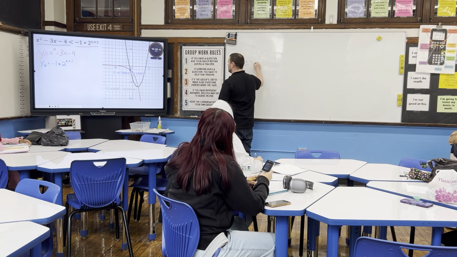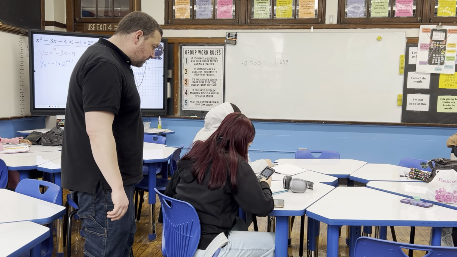Try to find them. You would hit the second trace button, the calculate button, right? Second trace. And you go down to intersection, and you hit enter, and you scroll along the graph to roughly where the intersection is. You want to be close by the intersection. And you would hit enter, enter, enter.